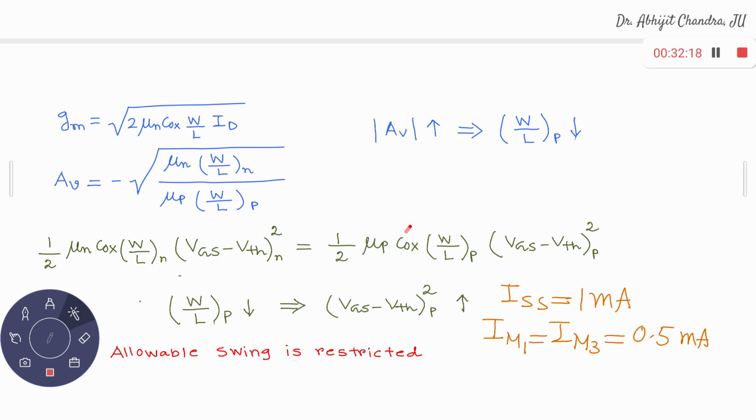Now if you make this one smaller, or if you want to have some mechanism so that W by Lp is smaller, with a given IM3, that has to be increased. Now I would like to devise some mechanism so that this W by Lp is reduced, but this current is not also increased to that extent. What is the way out? I mean, this is equal to 0.5, no? This is equal to 0.5 milliampere.